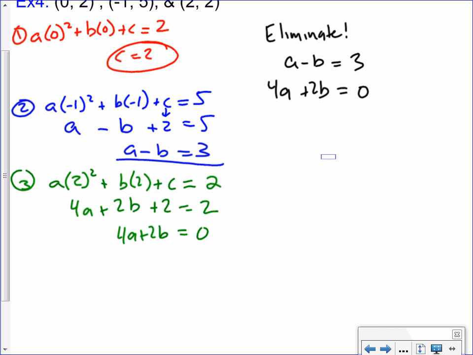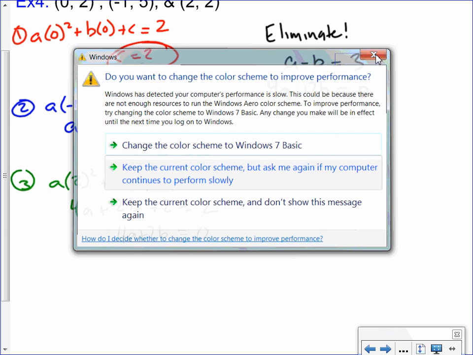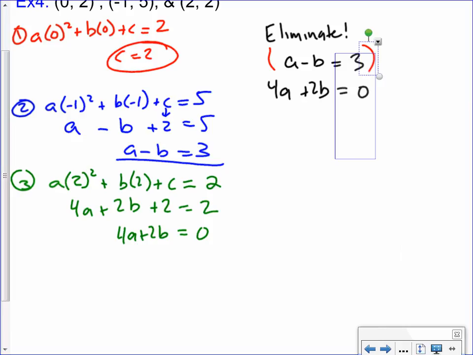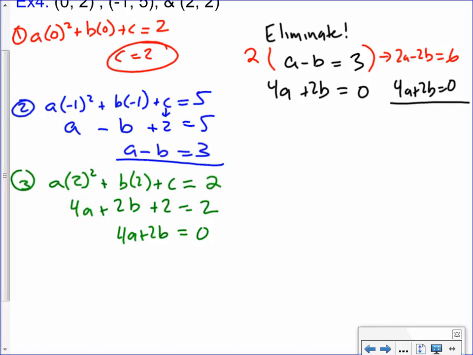Okay? Let's do the first suggestion since that's the first thing everybody heard. To eliminate one of the variables, just go ahead and get what you need to cancel. So if you multiply the top by 2, then that top part becomes 2a minus 2b equals 6, right? And then you keep the bottom, 4a plus 2b equals 0, and then you can add that up together. So adding the top plus the bottom, you get 6a equals 6, a equals 1.